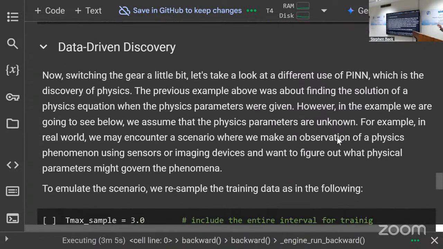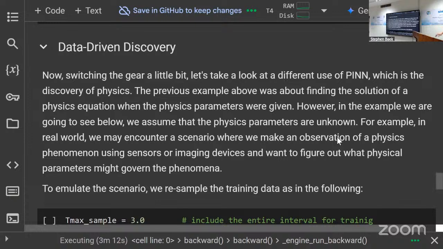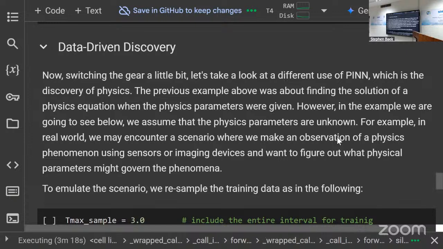Now, before we move on to the next example, which is the 1D heat diffusion, let me first show you the data-driven discovery, because that's the part that might be a little hard to understand without seeing the code. Although if you look at the code, it's actually pretty straightforward.